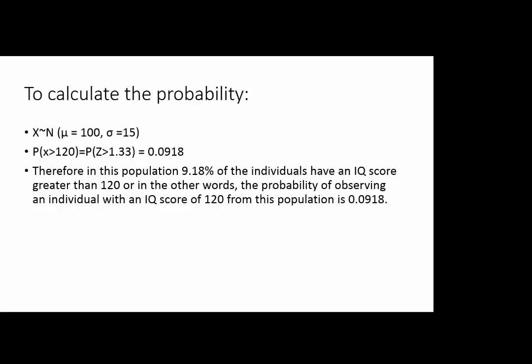So we can say that if x has come from a normal distribution with a mean of 100 and a standard deviation of 15, the probability of observing an individual with an IQ score of 120 or more would be the same as observing a z-score of 1.33 or greater, which is equal to 0.0918. Therefore, in this population, we can say 9.18% of the individuals have an IQ score greater than 120, or in other words, the probability of observing an individual with an IQ score of 120 or more from this population is 0.0918.